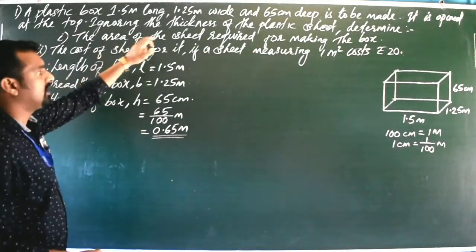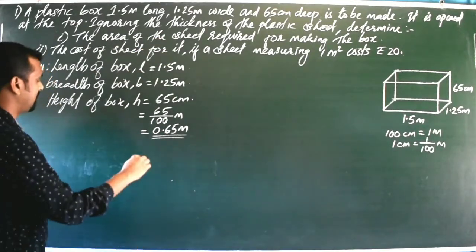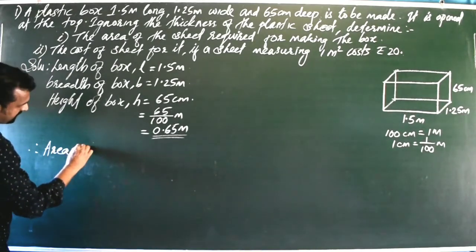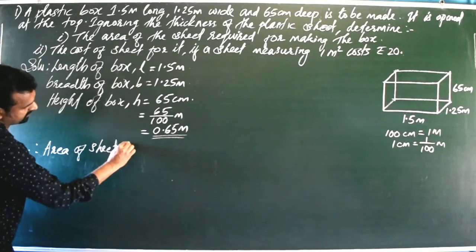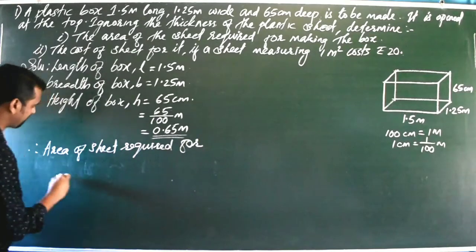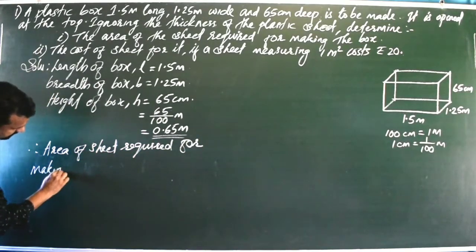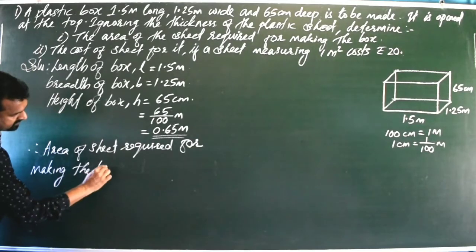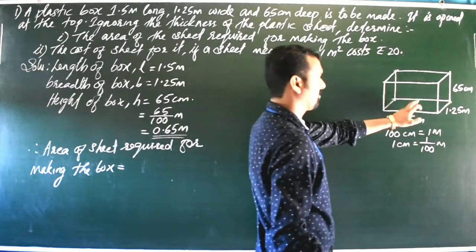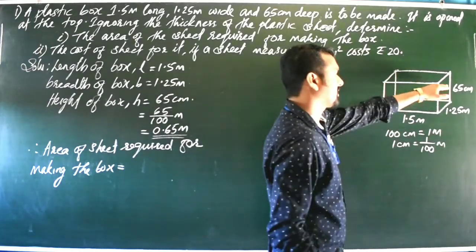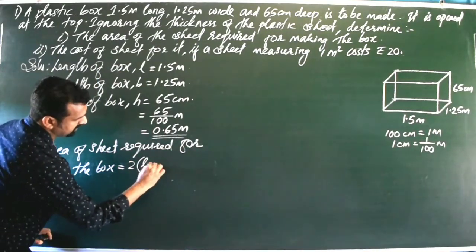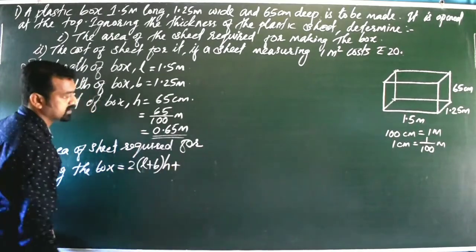Okay, now we can find out the area of sheet for making the box. Therefore, area of sheet required for making the box is equal to, I told you, only lateral surface area and area of the bottom. Upside, the top is open. Lateral surface area, what is the formula? Lateral surface area of a cuboid is equal to, we have studied the formula, 2 into (L + B) into H, plus area of the bottom.